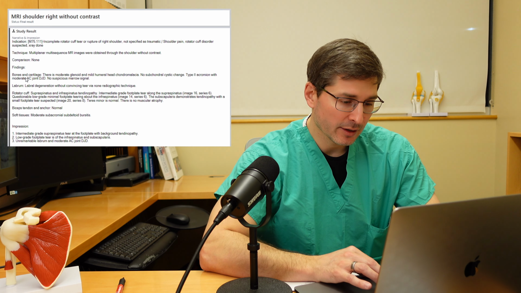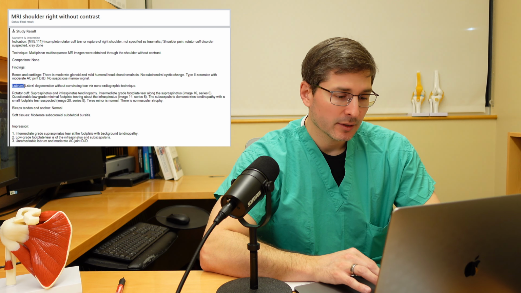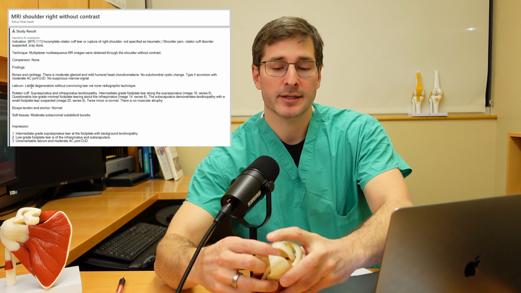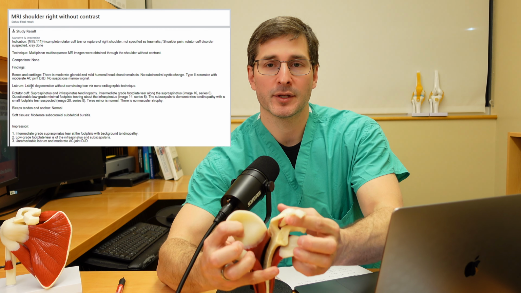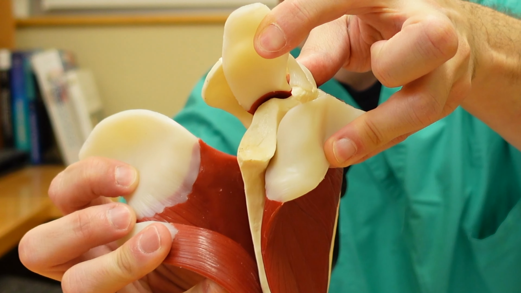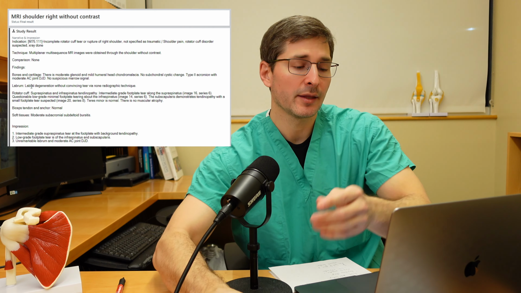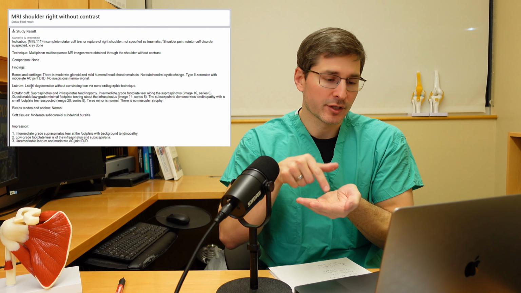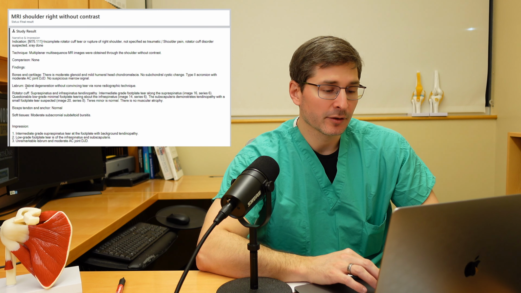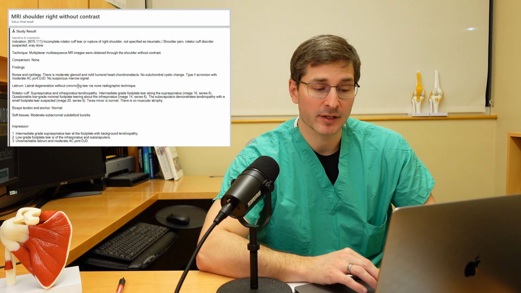Then moving along here, labrum. So the labrum, if we think of the shoulder joint as a socket, so if I can open this up for you like that, you could see the shoulder socket right there. And then around the shoulder socket is a structure called the labrum. And here they're saying there's labral degeneration without convincing tear.